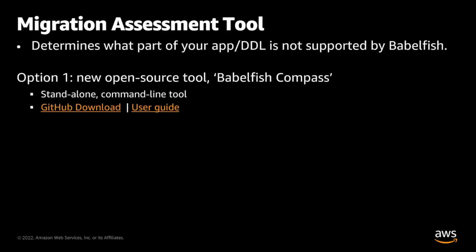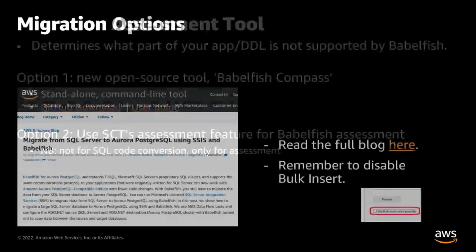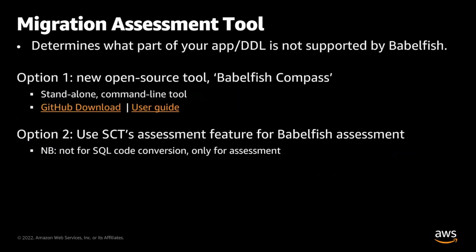So let's talk about the different options for migration assessment tools. There are two options, and there's a recommended option. The recommended option is a tool called Babelfish Compass. This is an open source tool. It was crafted specifically for Babelfish. It's also updated very, very regularly because it's on GitHub, and it's a community project. For those who are at the webinar, you can download this presentation with the links. There's also a user guide, and it provides a very detailed and up-to-date assessment report.